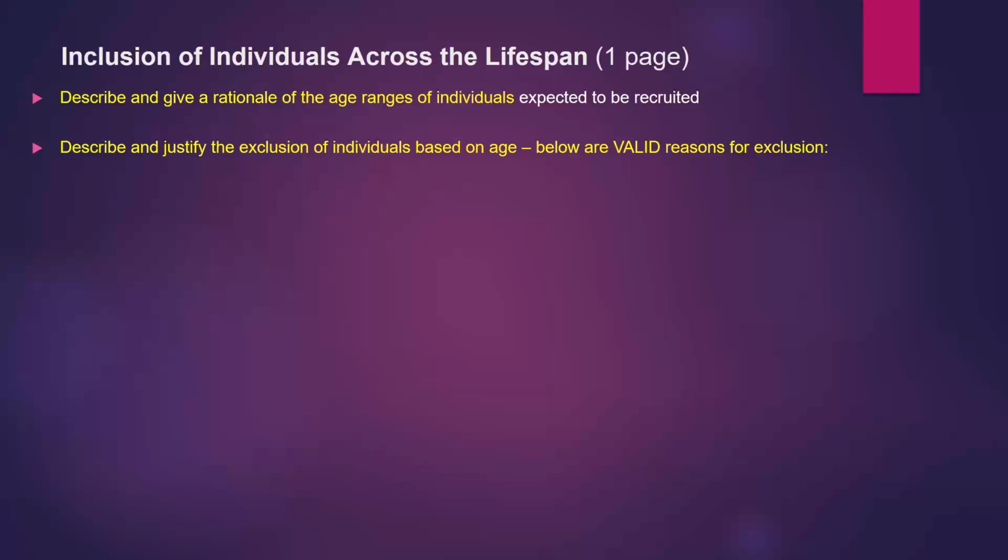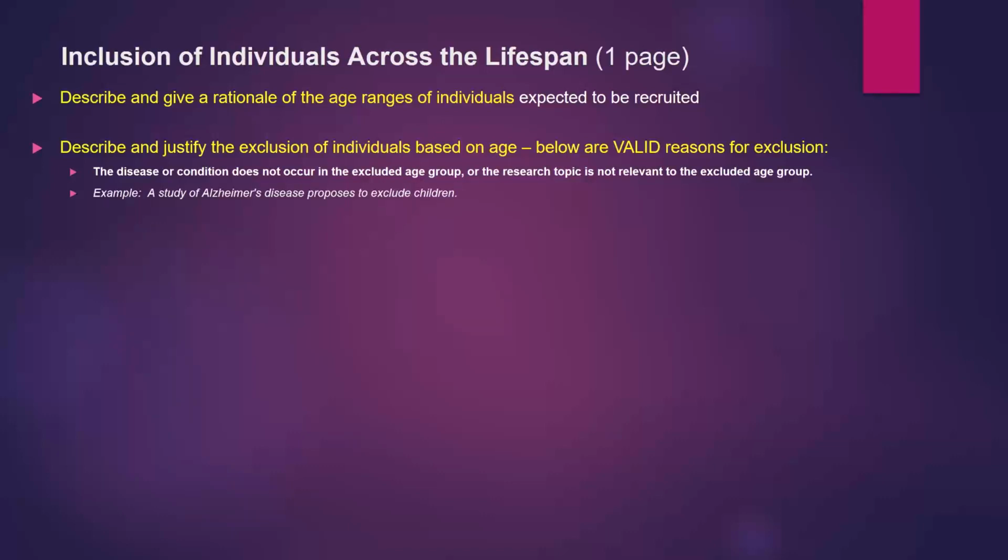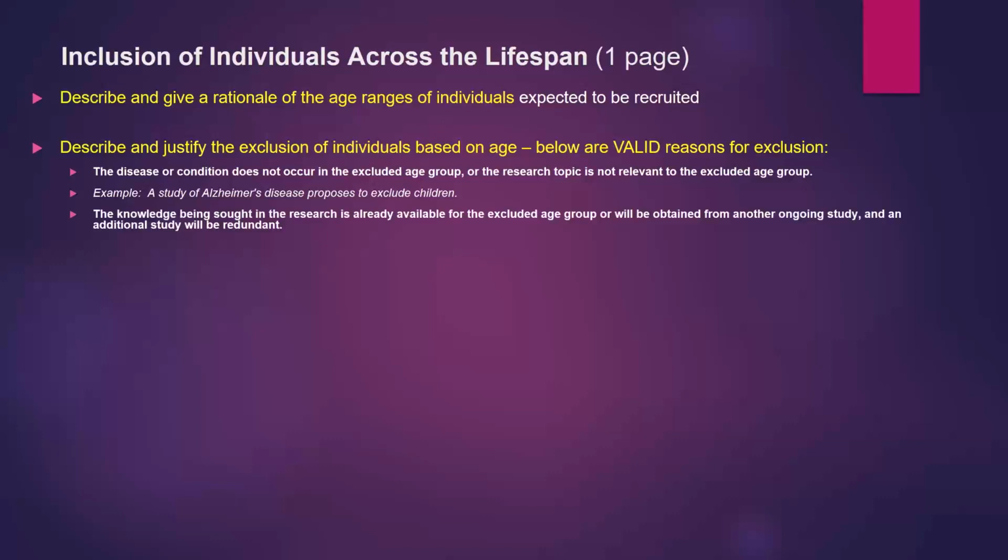So below are valid reasons for exclusion. The disease or condition does not occur in the excluded age range group, or the research topic is not relevant to that age group. An example of this would be a study of Alzheimer's disease that proposes to exclude children. That makes sense because kids are not diagnosed with Alzheimer's.